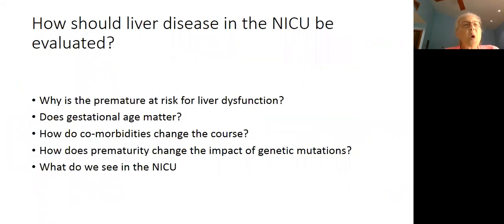So, why is liver disease in the NICU different, and how should we evaluate it? I think the things you need to think about are, why is the premature at risk for liver dysfunction? Does gestational age matter? What about the comorbidities that the babies have? And how does prematurity change the impact of genetic mutations? And then finally, what do we actually see in the NICU?